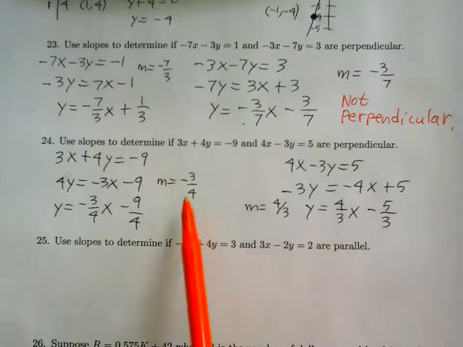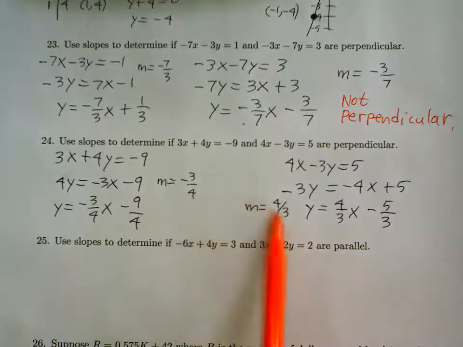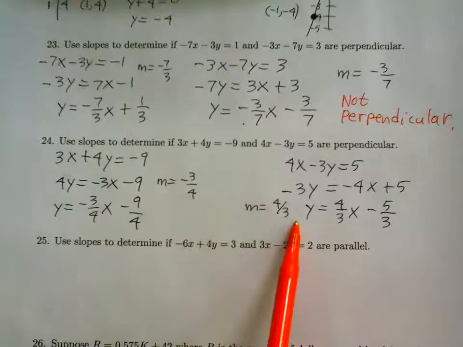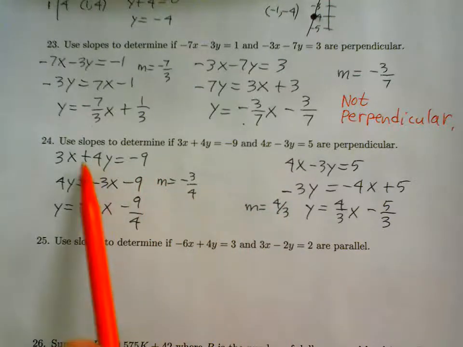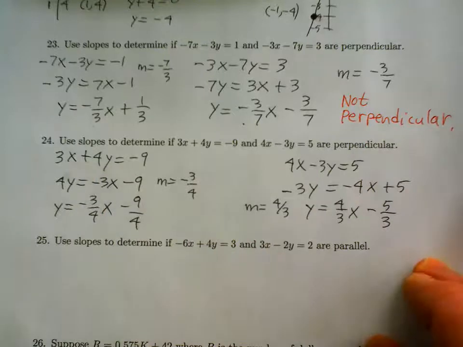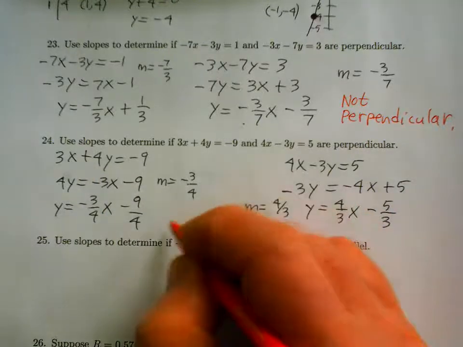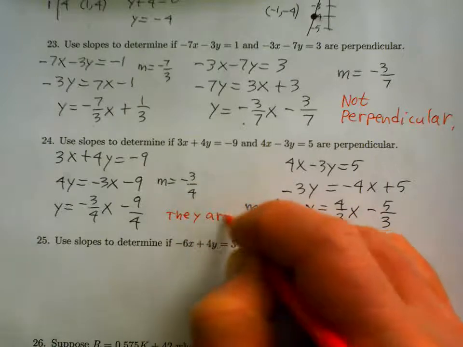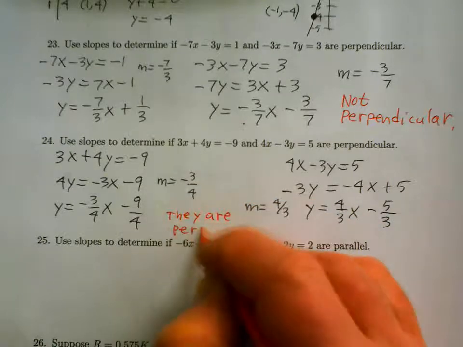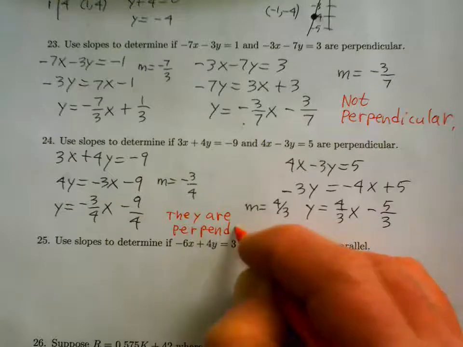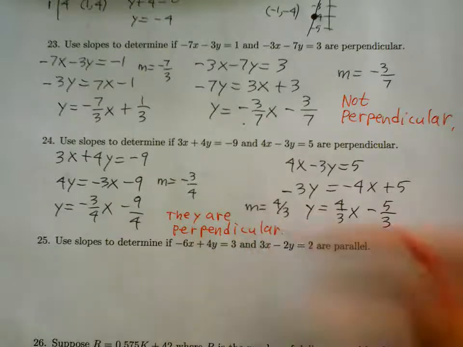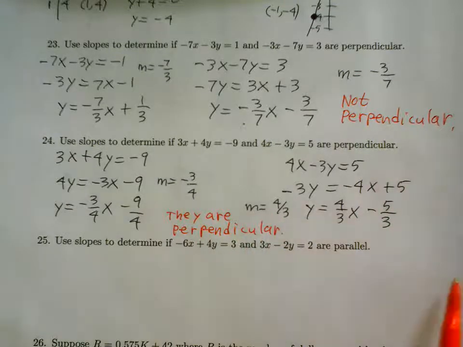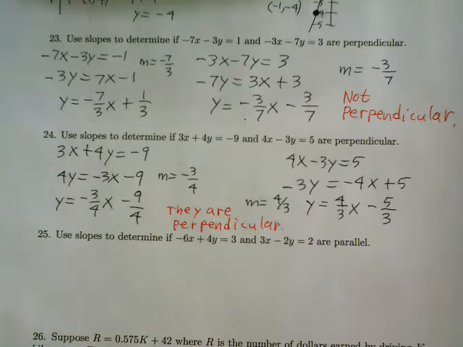These two numbers are negative reciprocals of each other. So that means graphically the two lines are perpendicular. So they are perpendicular in this case. If you were to graph them, they would form right angles at the intersection.